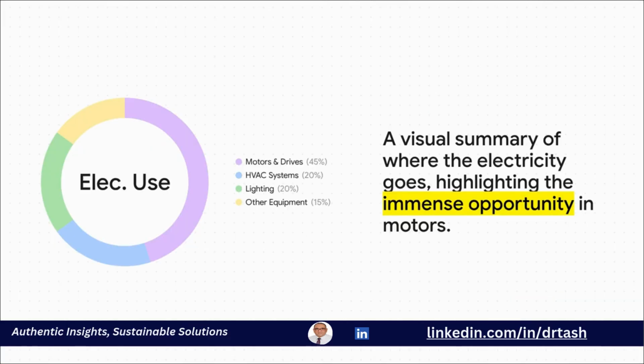And this chart really drives it all home. It's a visual reminder of where the fight is. It reinforces why we are so focused on that massive 45% slice belonging to motors. But it also shows us there are still huge opportunities waiting for us in HVAC and advanced lighting systems.